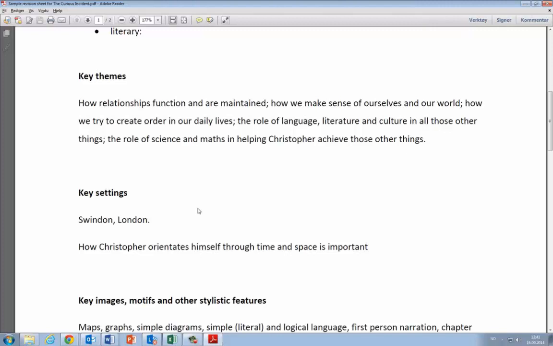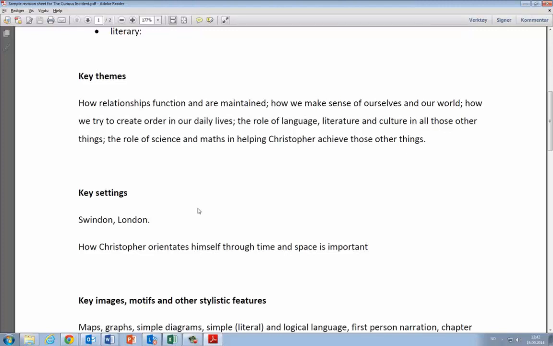How relationships function and are maintained, how we make sense of ourselves and our world, how we try to create order in our daily lives, the role of language, literature and culture in all those things, and the role of science and maths in helping Christopher achieve those things, helping him achieve relationships, understand himself and the world, and so on. Now, let's imagine that you were set a passage from the Curious Incident as a close reading option.